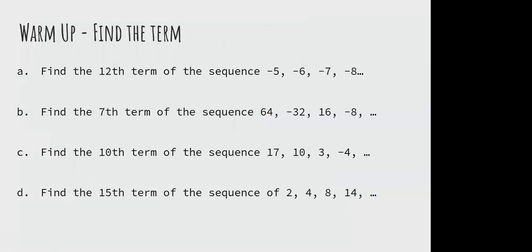So here's our practice. You're going to find the 12th term of the first sequence, the 7th term of the second, the 10th term of the third, and the 15th term of the fourth. So according to my clock, I have 10:58. So let's say 10 after. That gives us roughly 4 minutes a problem if we need that.